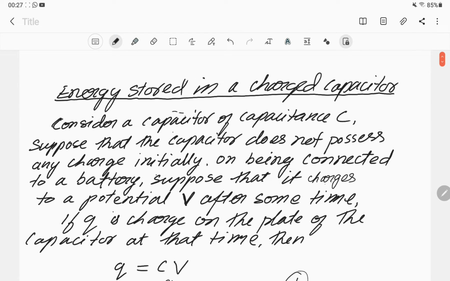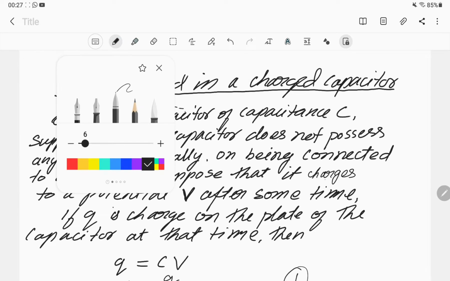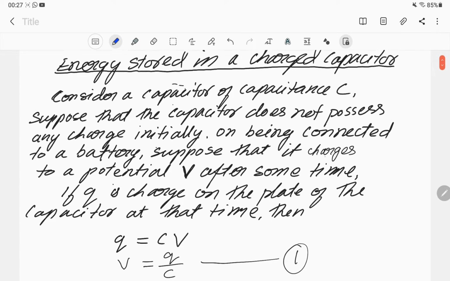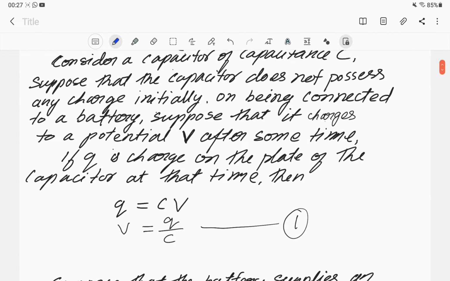Hello, today in this video we will study energy stored in a charged capacitor. First, consider a capacitor of capacitance C. Suppose that the capacitor does not possess any charge initially. That means initially the charge on the capacitor is 0. On being connected to a battery, suppose that it is charged to a potential V after some time.